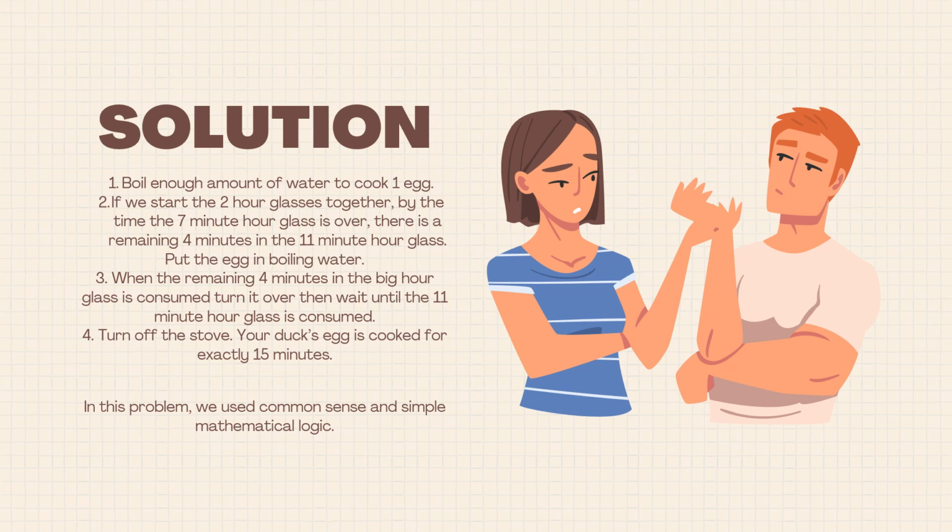Then, when the remaining 4 minutes in the big hourglass is consumed, turn it over. Then wait until the 11-minute hourglass is consumed. So that would be 4 plus 11 equals 15. So that's the time you turn off the stove, then your duck's egg is cooked for exactly 15 minutes. Did we have the same answer? Or did we have the same solution? So this problem is an example of mathematical logic. So we use common sense and simple mathematical logic to have a solution.